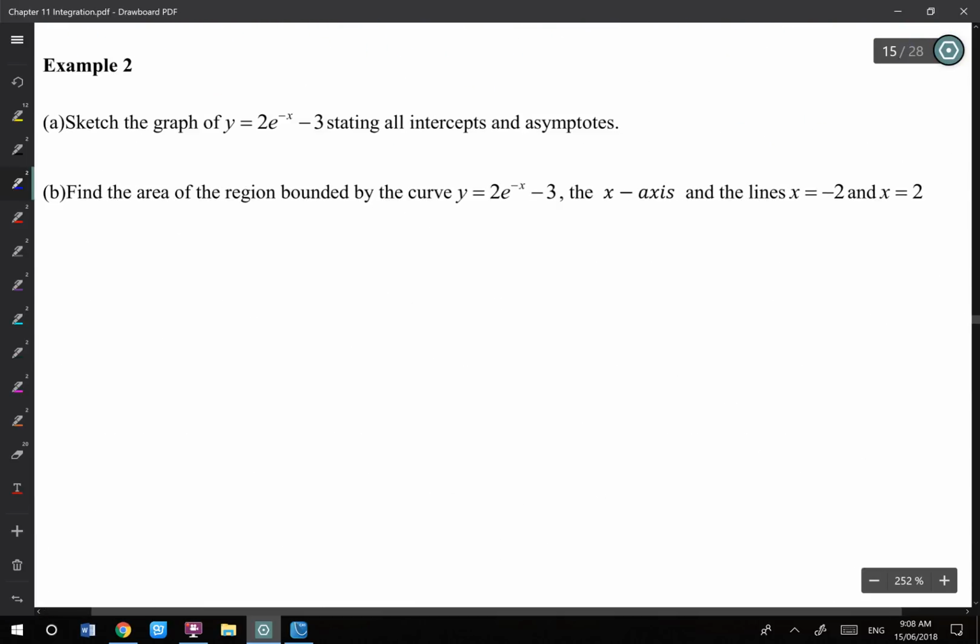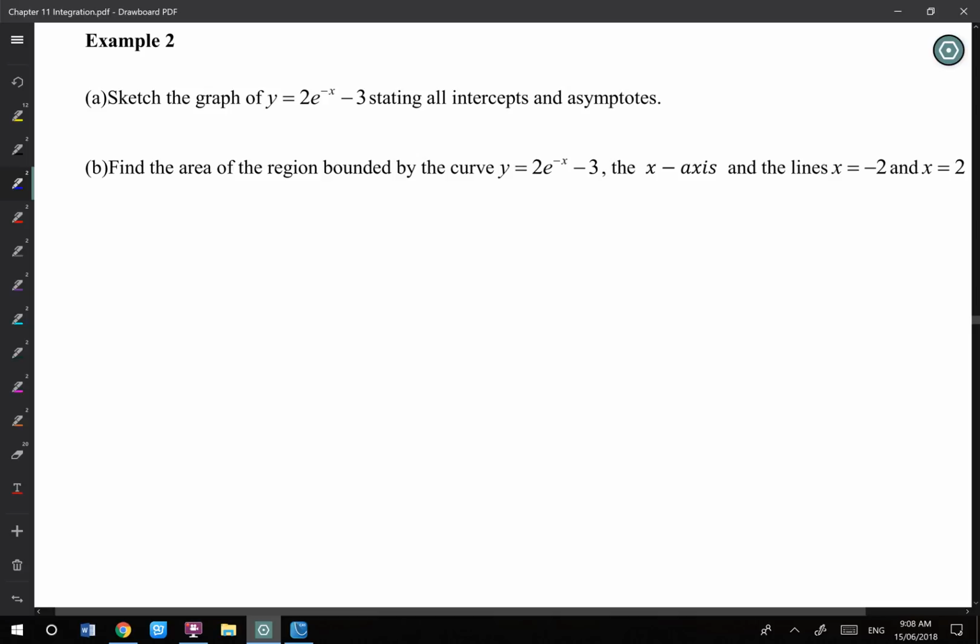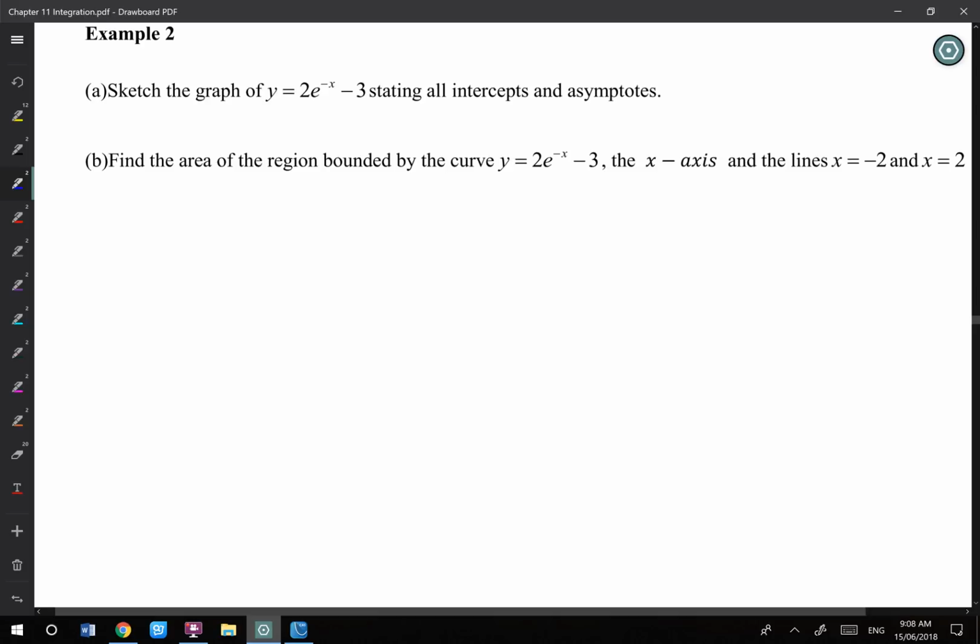Okay, let's have a look at example 2. Example 2 asks us to sketch the graph y equals 2e to the negative x minus 3. Okay, revision on exponential graphs.